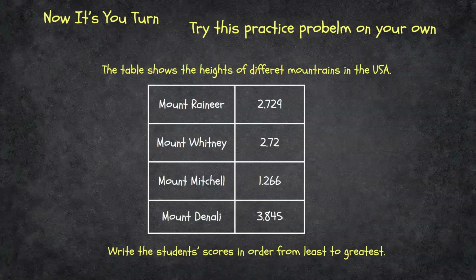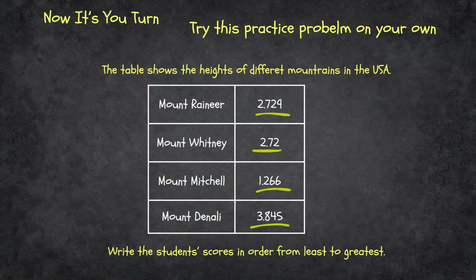The table shows the heights of different mountains in the USA. Mount Rainier, Mount Whitney, Mount Mitchell, and Mount Denali. You practice reading those numbers. See if you have to put any zeros as placeholders. All right, go ahead and pause the video. You do the work, and then we'll come back. You'll unpause, and we'll check this together.